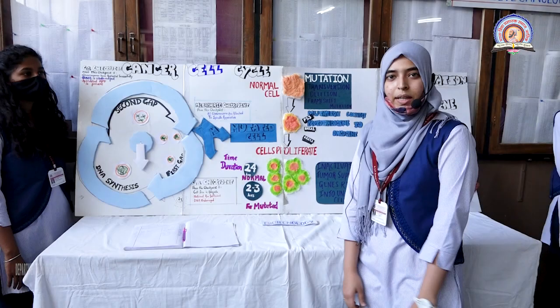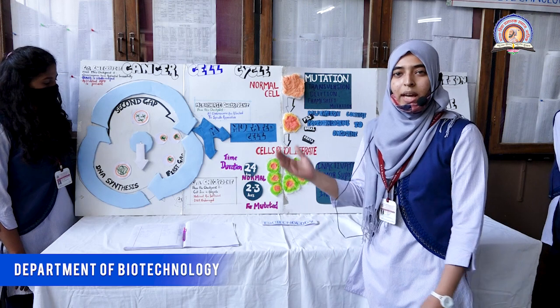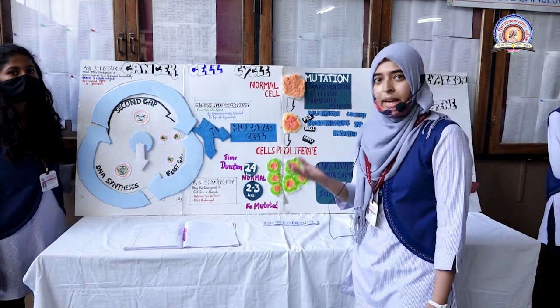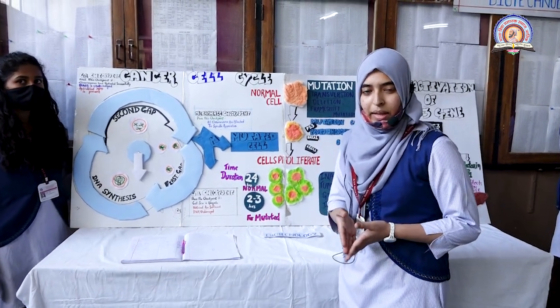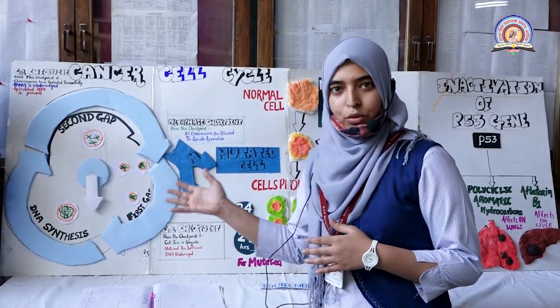So we are representing the biotechnology department, and the name of our project is cancer cell cycle. As we know, cancer is one of the greatest urges of this industrial world. It mainly divides uncontrollably, and we know the property of cancer is that it is immortal. So here we have a basic cell cycle for a normal cell.